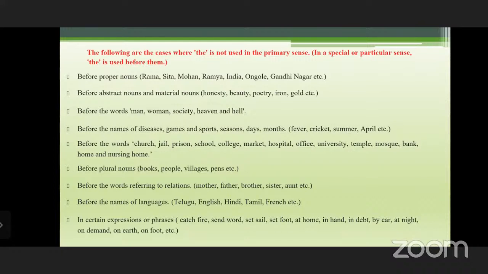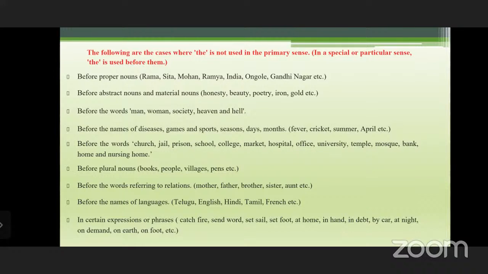Before the words church, jail, prison, school, college, market, hospital, office, university, temple, mosque, bank, home, nursing home. So for all these also, we should not use any article, the definite article. And go for the next one, before plural nouns. Before plural nouns like books, people, villages, pens, etc. So before the plural nouns also, we should not use the definite article.